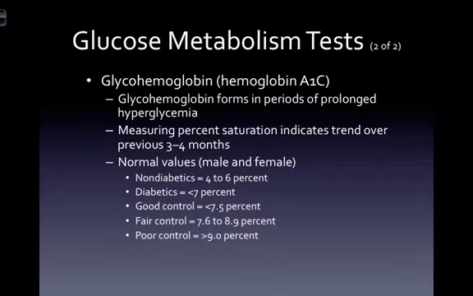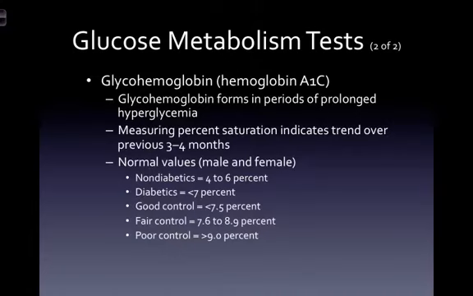A glycohemoglobin, or hemoglobin A1C. Glycohemoglobin forms in periods of prolonged hyperglycemia. So if you have high blood sugars for a very long time, you're going to form glycohemoglobin. Measures the percent of saturation, indicates a trend over the last 3 to 4 months. So it kind of looks in the past and it tells you whether or not your sugars have been good during that time frame.